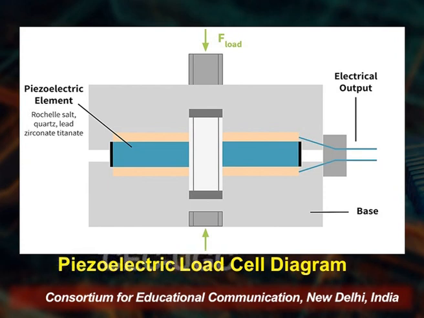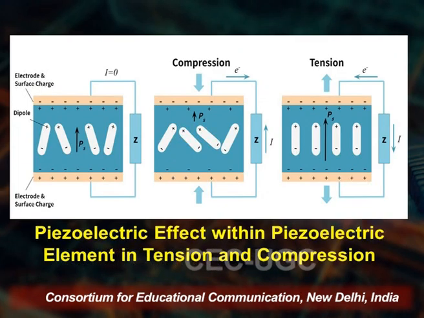You see, the load platform is on the upper side, that is the F load. On the right hand side we have the electrical output, the base is there, and on the left hand side the piezoelectric element that is used to generate the piezoelectric effect. And you see here two types of effect, compression and tension, are created. You see that the polarity is totally opposite for the piezoelectric effect within the piezoelectric elements in tension and compression. See on the left hand side the original form, when the compression is done and when the tension is done.